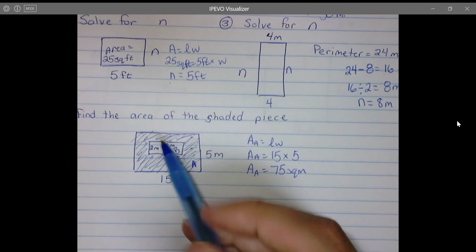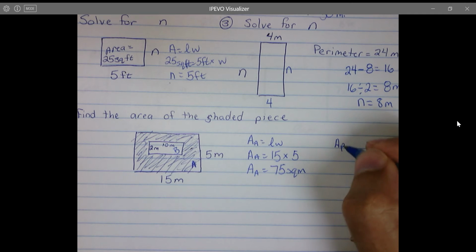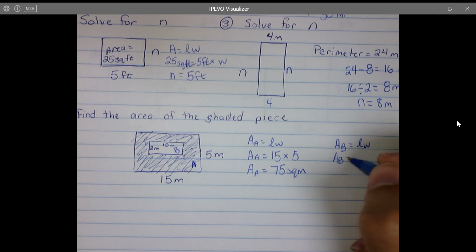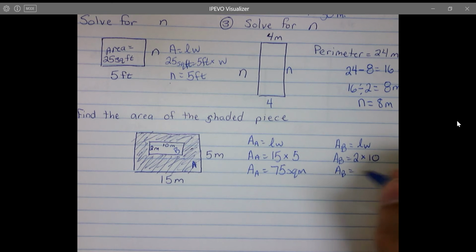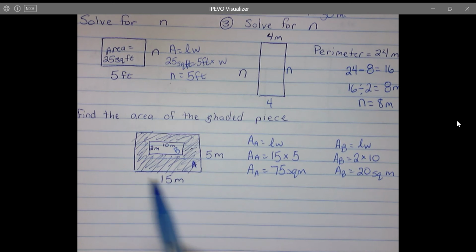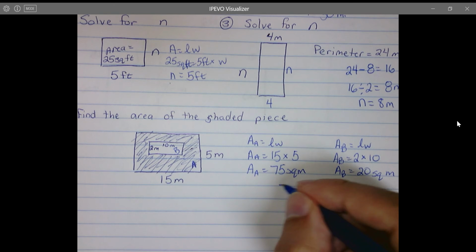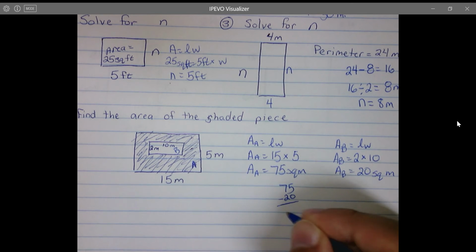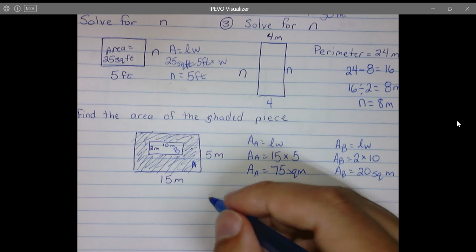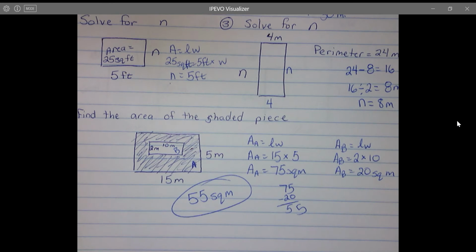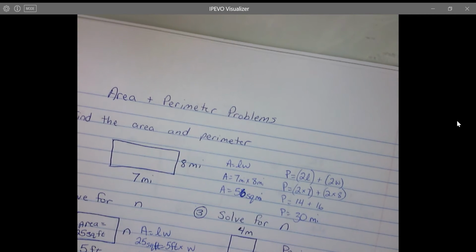Now I have to find the area of rectangle B. So area of rectangle B, again, length times width, always starting with my formula, plugging in my numbers. Area of B, that would be 2 multiplied by 10. Area of B would then be 20 square meters. So the large one is 75, the small one is 20. So if I take out that small one, that would be like subtracting 75, and I'm subtracting out 20, that would give me 55. So the area of the shaded piece would be 55 square meters. All right, moving on to today's lesson.